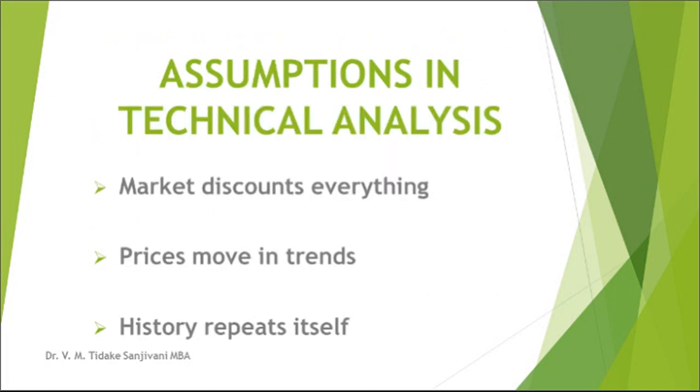assumptions in technical analysis. Friends, technical analysis is based on three things. Number one, market discounts everything. Number two, prices move in trends. And number three, history repeats itself. These are the three bases for laying down the foundation of technical analysis. Number one, market discounts everything, which means the share market and the prices of shares are dependent on anything and everything that is happening in the economy.